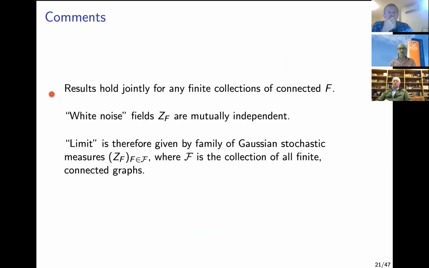This result holds jointly for any finite collection of connected F, and moreover, these white noise fields ZF are mutually independent. So the limiting object is the family of these white noise fields indexed by script F, which is the collection of all finite connected graphs. If you want more detail about our main result: what is it we actually prove beyond what Janson did in his work in the 90s?